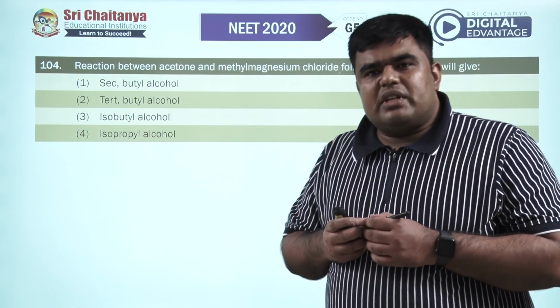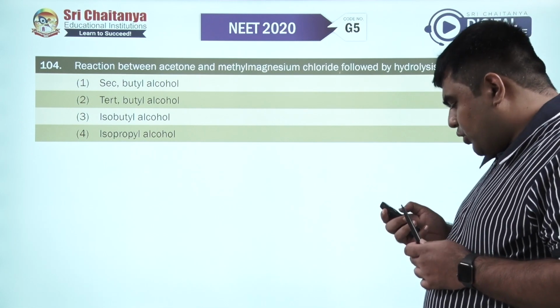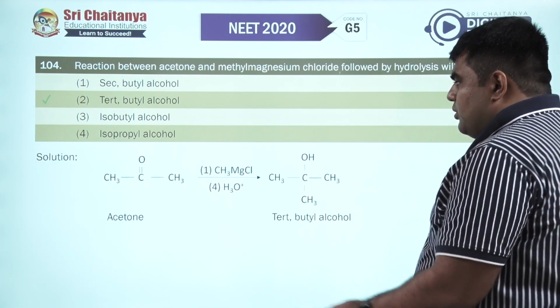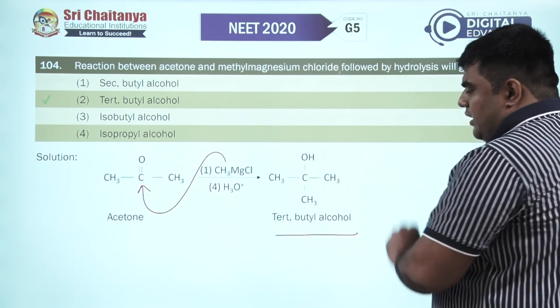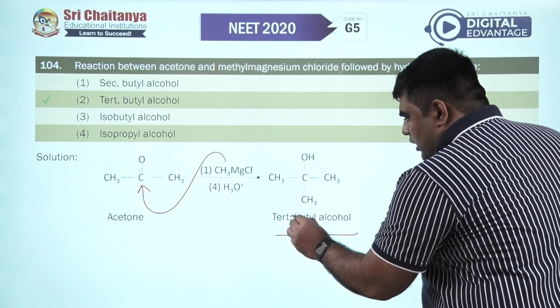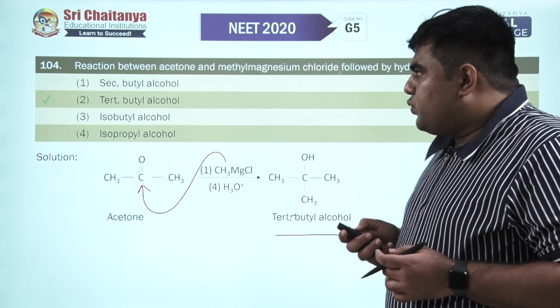Now let's move to question number 104. The reaction between acetone and methyl magnesium chloride. The methyl group will attack here, and we will get tert butyl alcohol. This is tert butyl alcohol. So the second option is correct for question number 104.